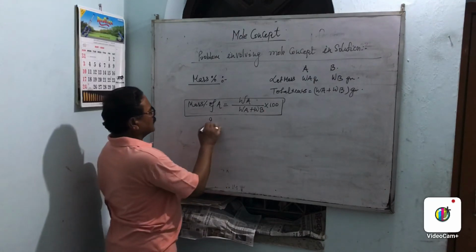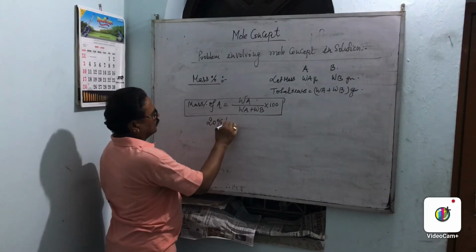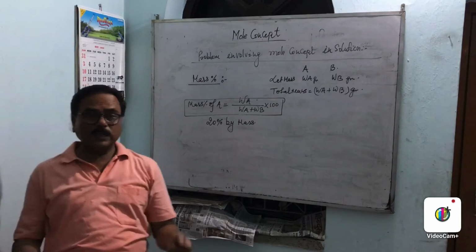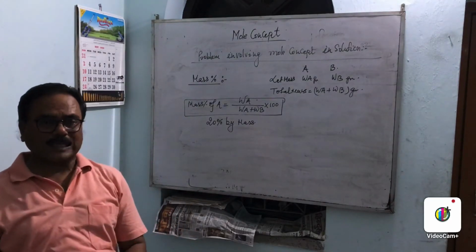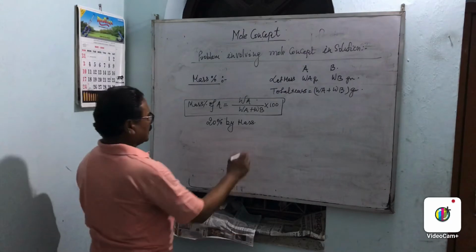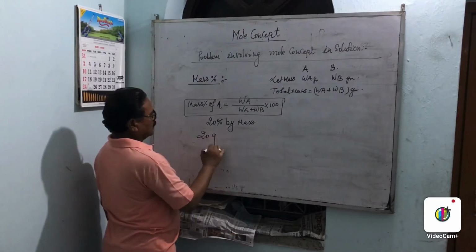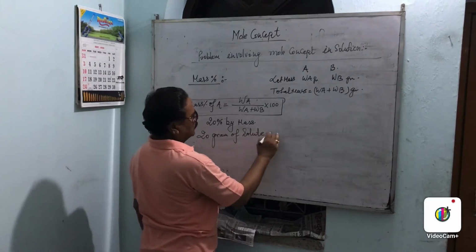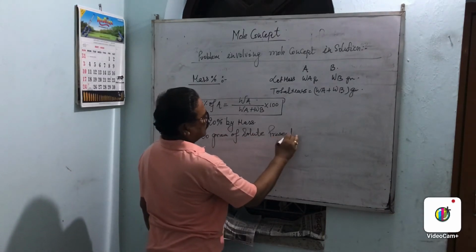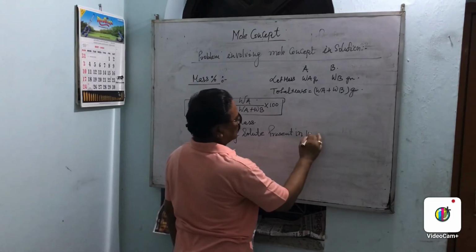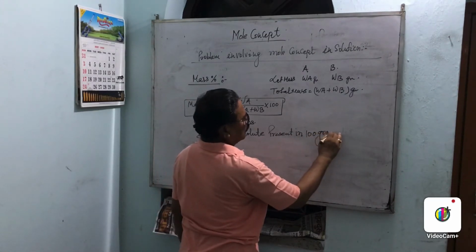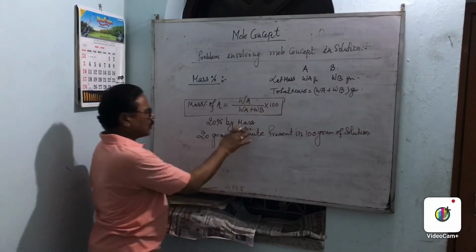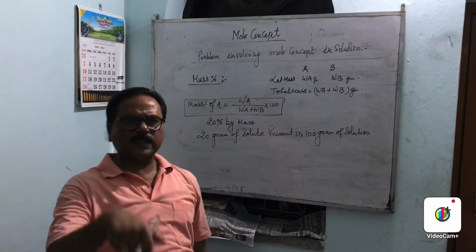So 20% by mass, what does it mean? Is it clear? It means 20 gram of the solute is present in 100 gram of solution. So when the problem is asked, it is written 20% by mass.